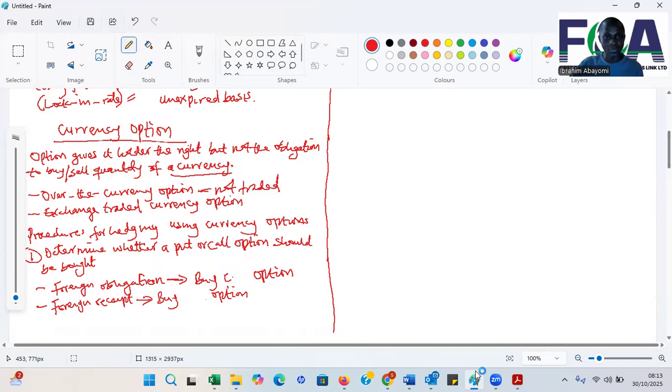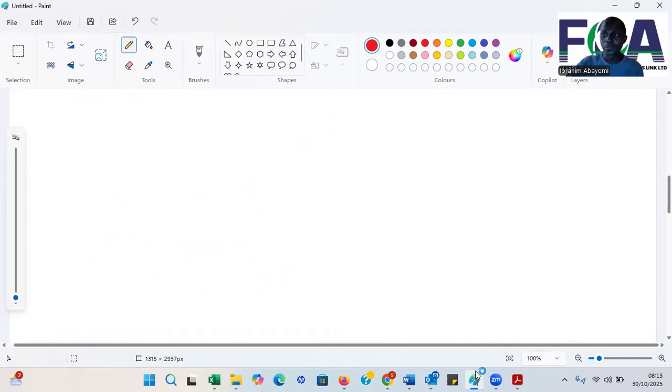So option to buy is a call option. Option to sell is a put option. So you want to buy the foreign currency, you want to buy dollar in order to pay. So option to buy is a call option. Here you have a foreign receipt where you collect the dollar, you're going to sell it. So you buy the right to sell, which is a put option.